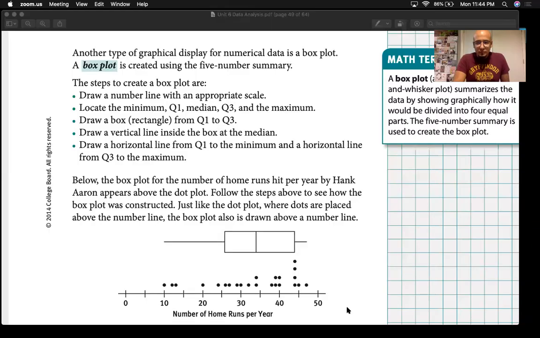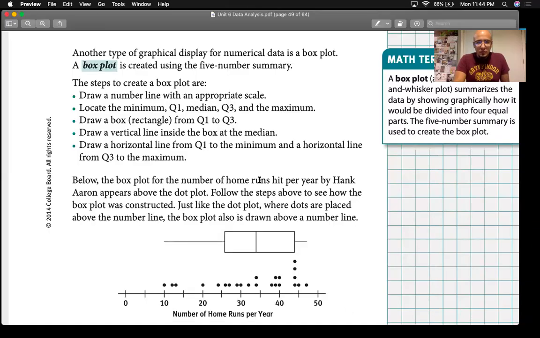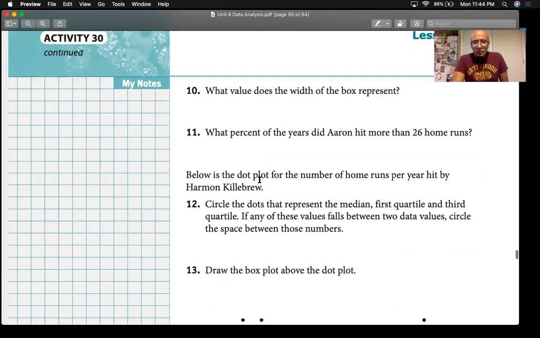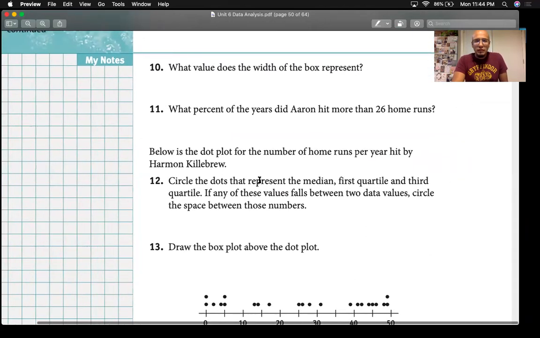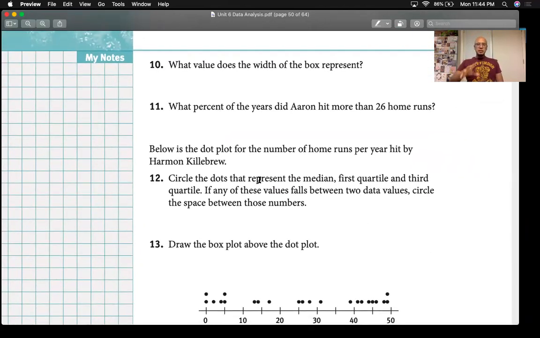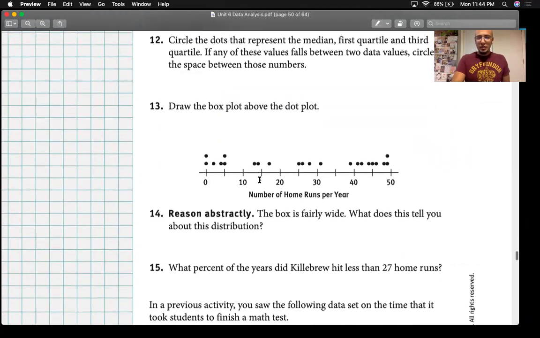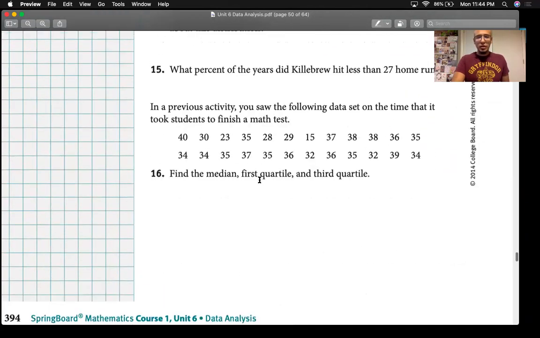All right, so yes, that is box and whisker plots. I encourage you to rewind it and watch that again. But what I'm going to do now is answer a few questions that are going to come up. So let me go back to the textbook. Let me share my textbook. Okay. And let's look at number 11. I'm not always going to go back to the textbook, but just so you can see where I'm at, I'm getting these from page 394.